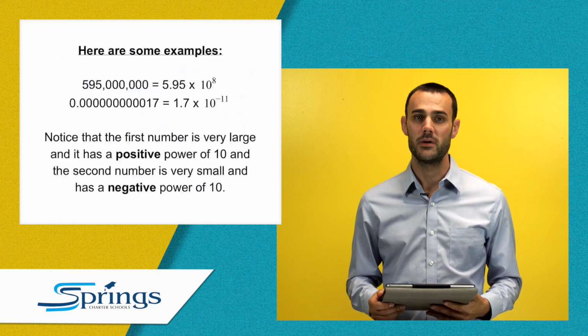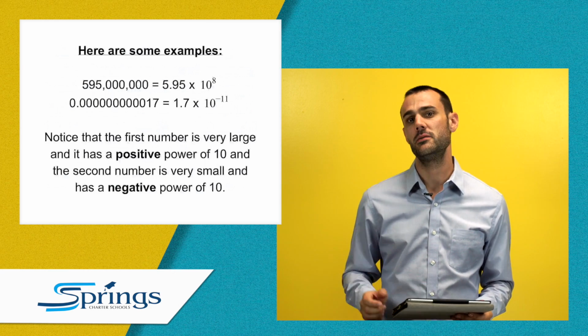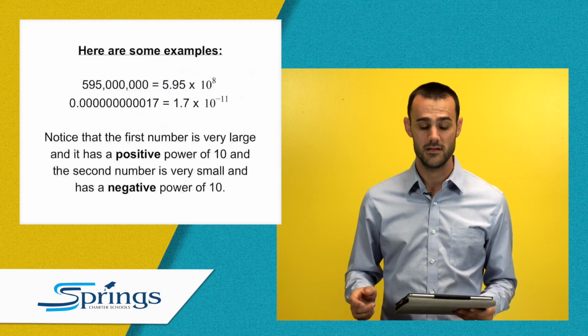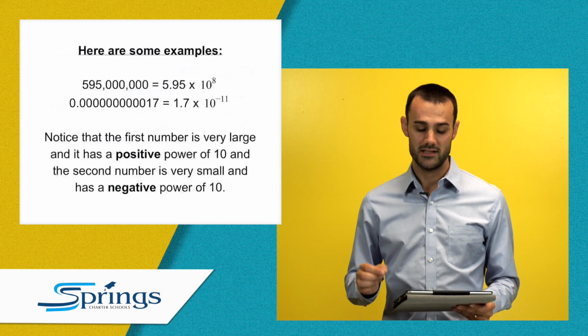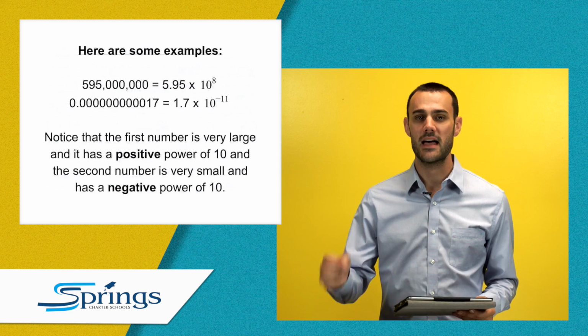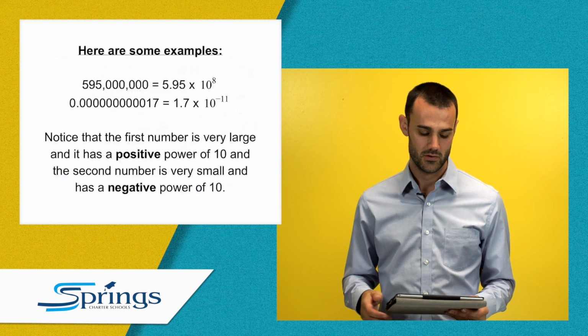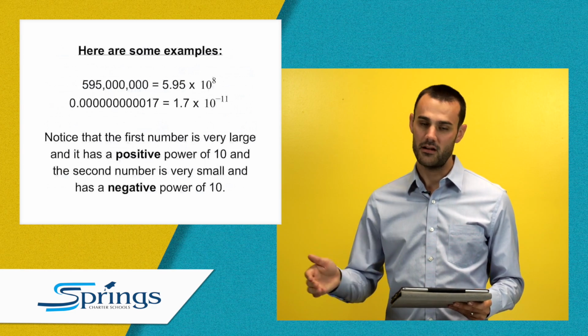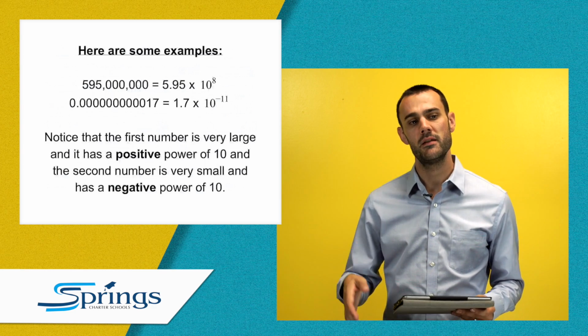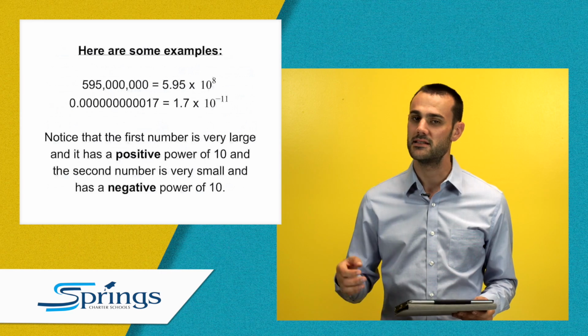Now, the next number we have here is a really, really tiny number. This is something you would need to use a microscope to see, in fact, okay? So we have 1.7 times 10 to the negative 11th power. That means I move my decimal places 11 spots, okay? So notice the first number is very large and it has a positive power of 10, and then the next number we have is very small and has a negative power of 10.